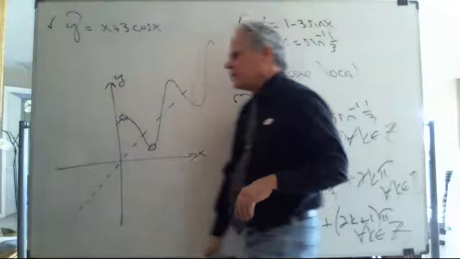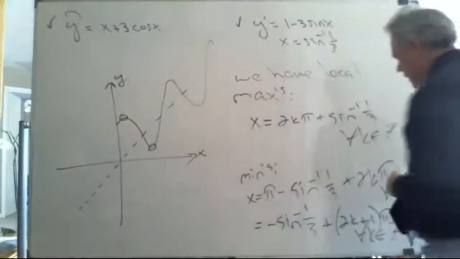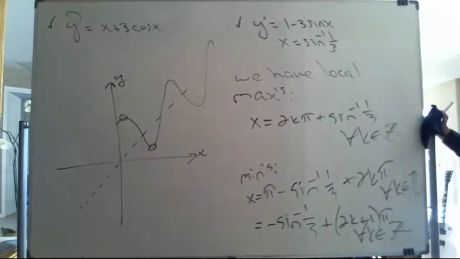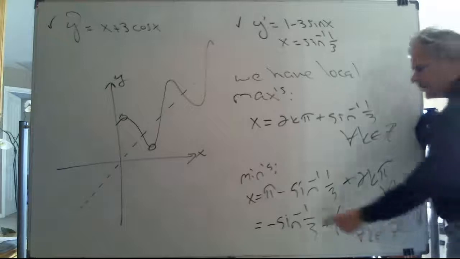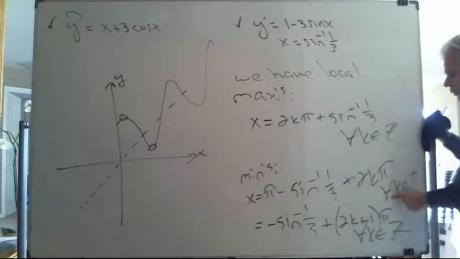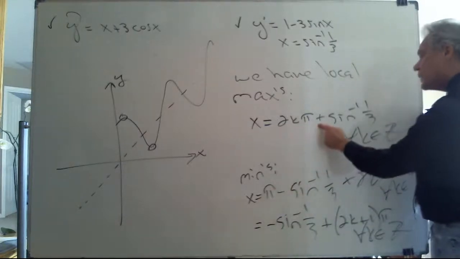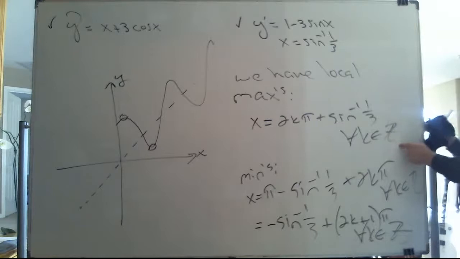Now, if I want to come in and talk about where the inflection points are, piece of cake. Gosh, you guys, I hope that's okay. Just in case you can't read that, that's pi minus inverse sine of 1/3 plus 2k pi for all k in Z. Here's a 2k pi plus inverse sine of 1/3 for all k in Z. Just in case I'm being too sloppy, I'll try to slow down.